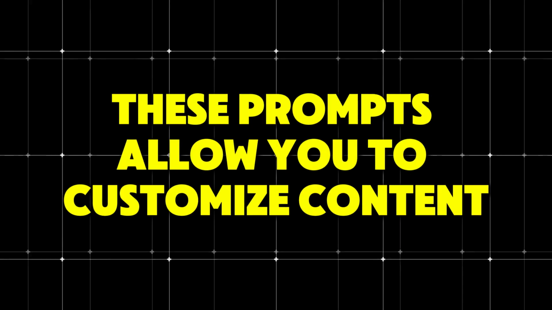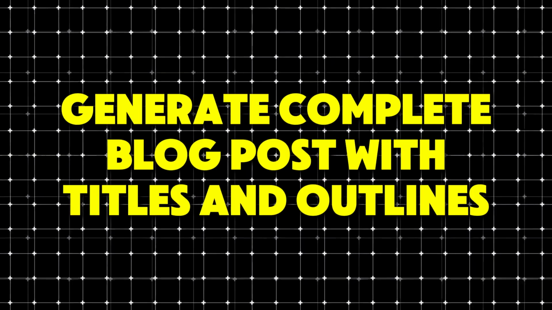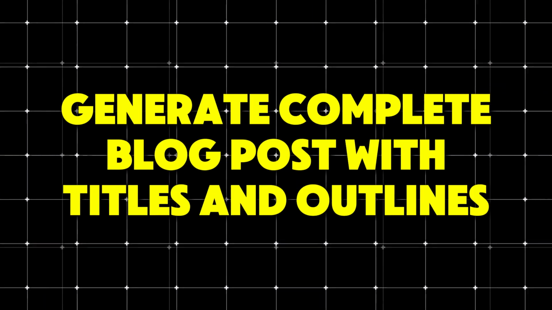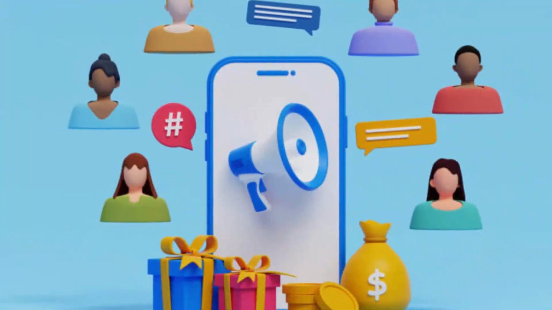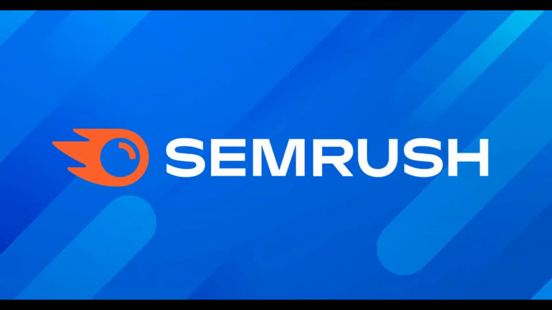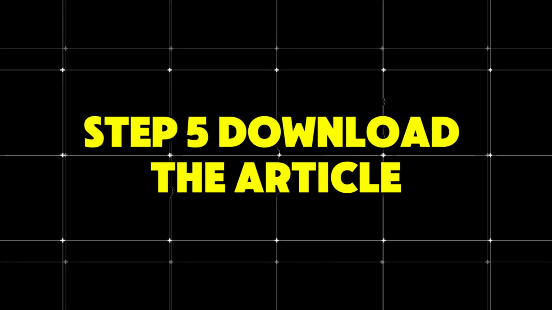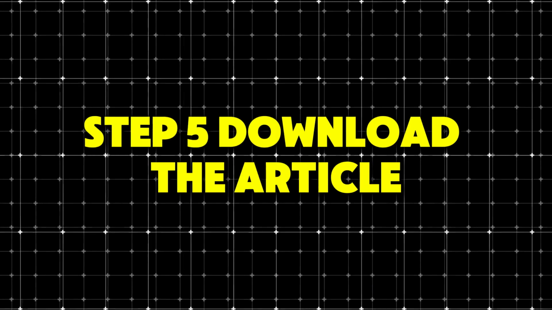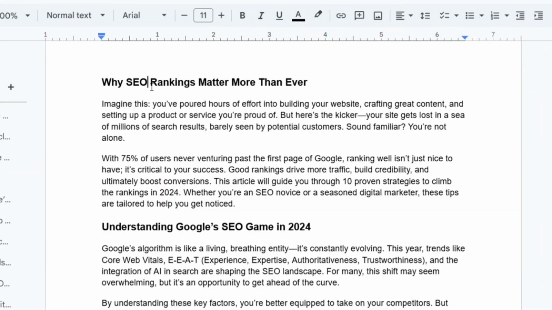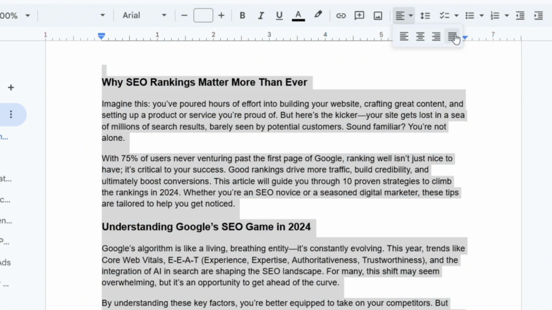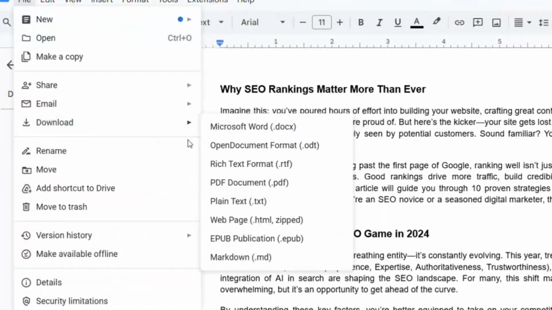These prompts allow you to customize content, generate complete blog posts with titles and outlines, and format them in Google Docs. Be sure to include engaging calls to action and insert your affiliate links for SEMrush or other programs like Audible. Step 5. Download the article, copy the generated article by ChatGPT. It's up to you to add a final touch to the format of the document. Then, download it as a PDF.